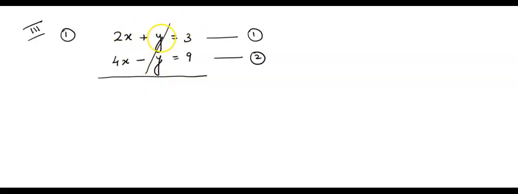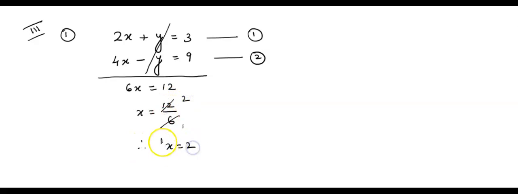Now we are adding, plus y and minus y get cancelled. 2x plus 4x is 6x is equal to 3 plus 9, that is 12. So x is equal to 12 by 6. 6 ones are 6, 6 twos are 12. Therefore, the value of x is 2. We got the value of x. Now we need to find the value of y.